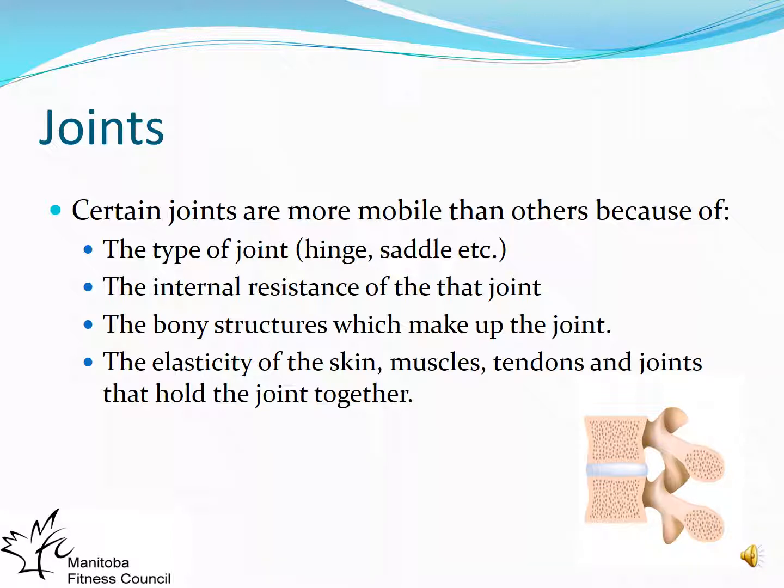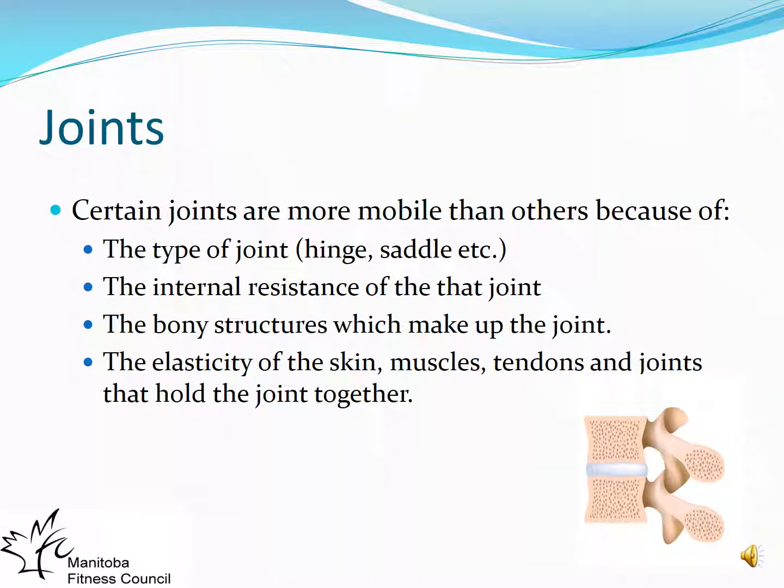So first of all, though, certain joints are more mobile than others because of the type of joint that they are. So the shape of the joint, and you'll get to see in a moment an example of hinge joint and saddle joint. So how that joint is actually shaped can determine how mobile it is. The example I always think of is the elbow joint. You notice that you cannot straighten your elbow beyond a certain point. Well, the bones in the joint will actually limit that.